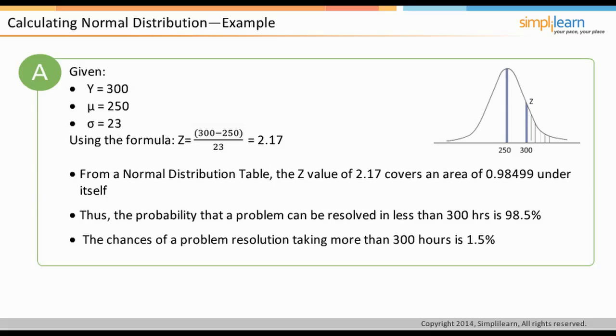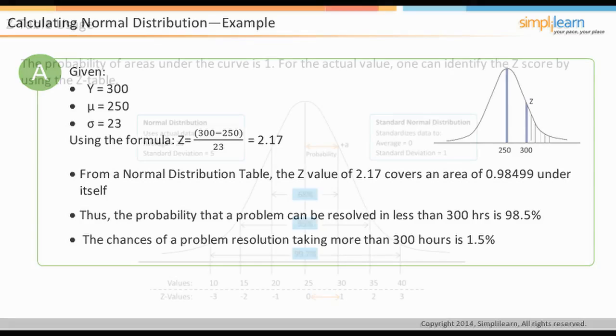The result is 2.17. When you look at the normal distribution table, the z value of 2.17 covers an area of 0.98499 under itself. This means the probability of a problem taking 0 to 300 hours to be resolved is 98.5%, and therefore the chances of a problem resolution taking more than 300 hours is 1.5%.